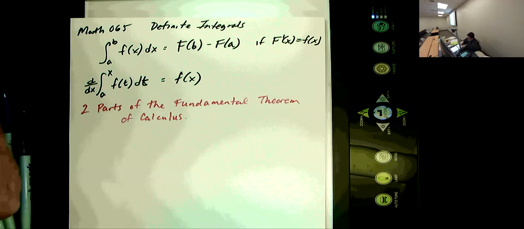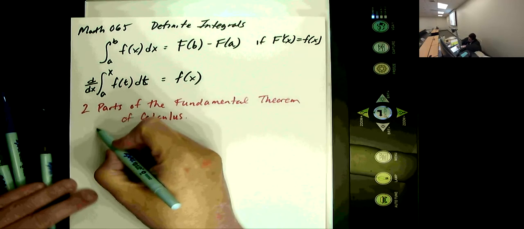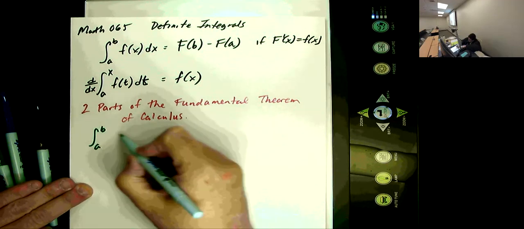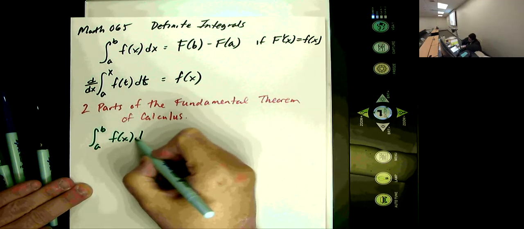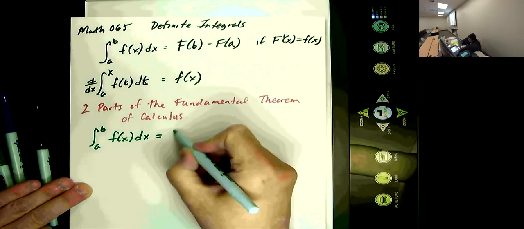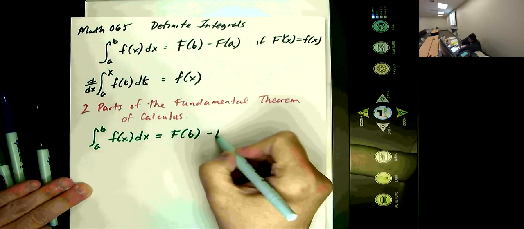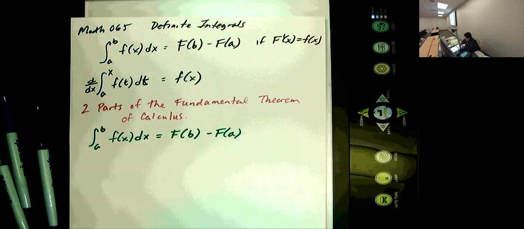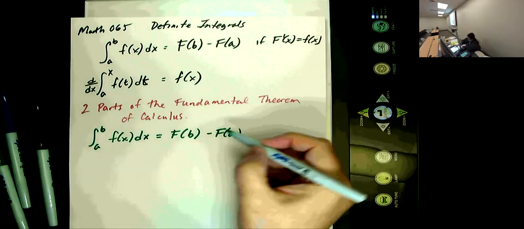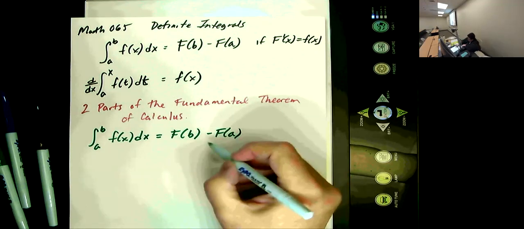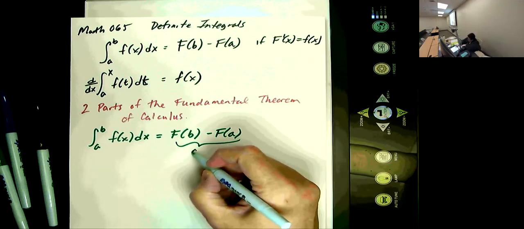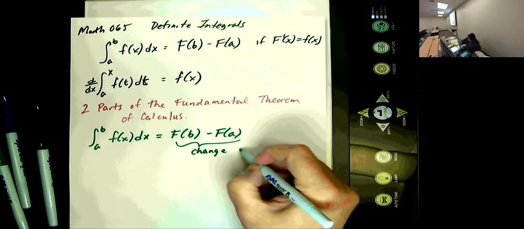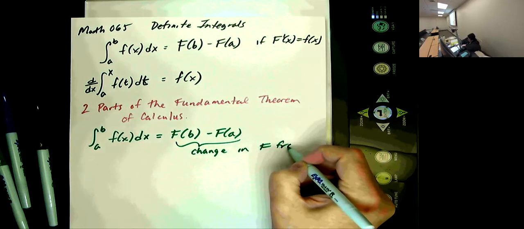This top one here, the integral from a to b of f of x dx equaling F of b minus F of a. Another way we could talk about this is like a change in F from a to b.